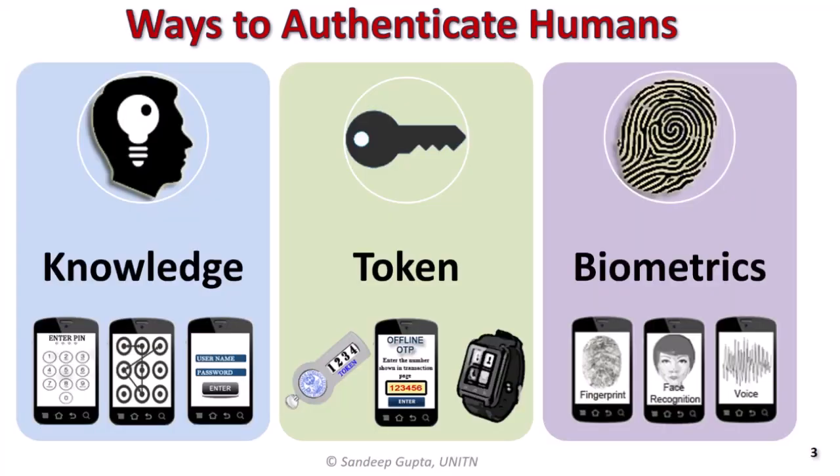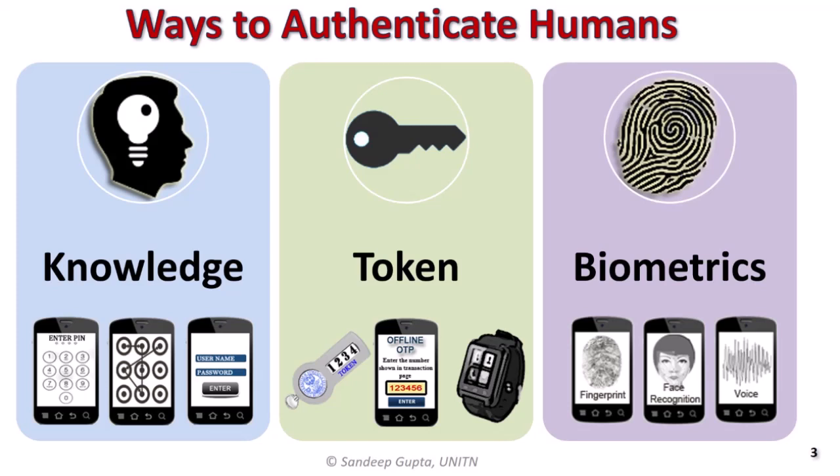To authenticate humans, authentication schemes can be categorized as knowledge-based or something you know, for example PIN, password, or graphical unlock patterns. Next one is token-based or something you have, for example smart tokens, smart cards, or device pairing. The last one involves biometrics, that is something you are.